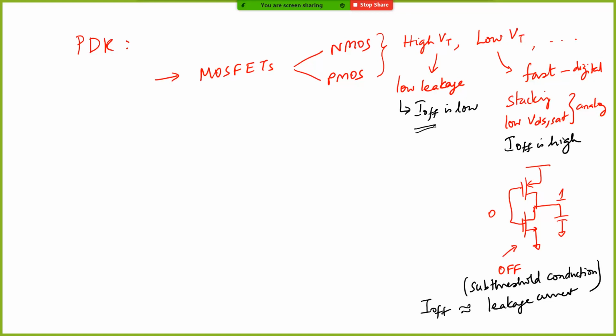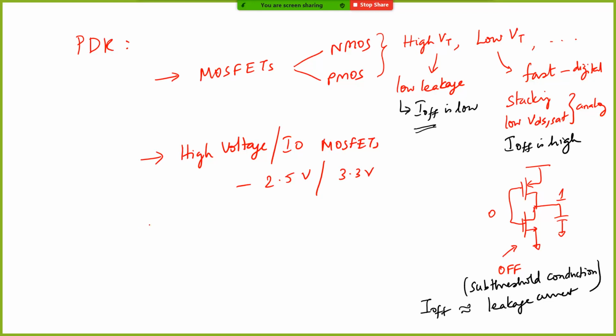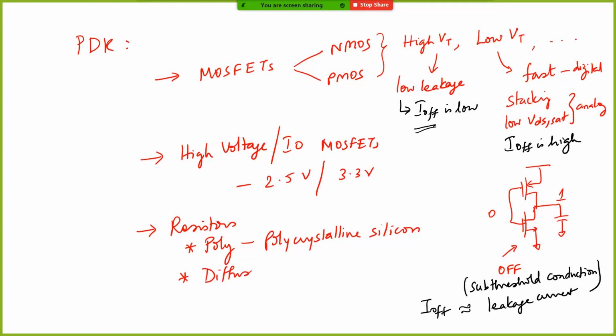Now, the other thing that we saw was that we also have the high voltage devices, also called IO MOSFETs. This is just a repeat. So you might have 2.5 volt devices or 3.3 volt devices, basically to interface with the outside world. We have also resistors, and as I mentioned, there are resistors using poly, polycrystalline silicon. You also have diffusion resistors, and you also have metal resistors.